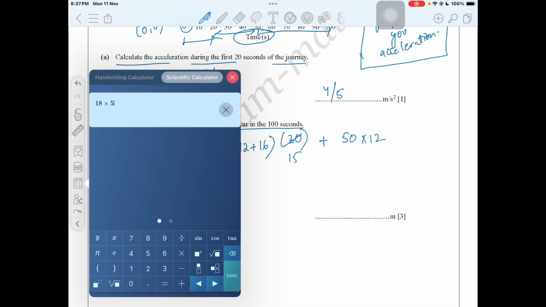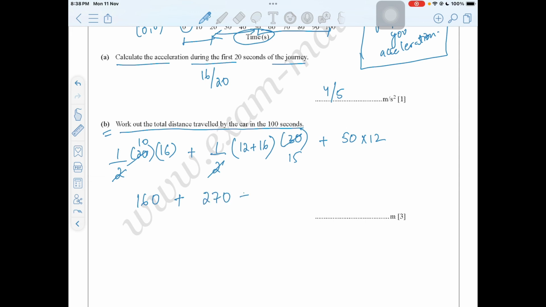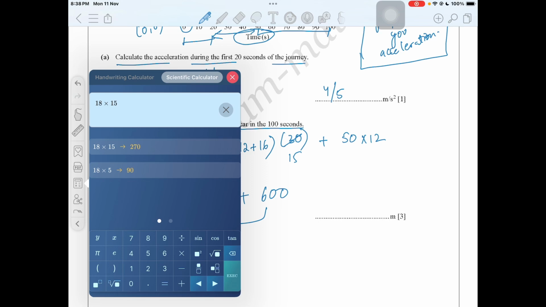Let's just verify it. 18 into 15, so this would be 270. We have 270. Then here we have 12 into 5 is 60, and then 600. We add these all up to get our answer. This is basically 600 plus 270 plus 160.